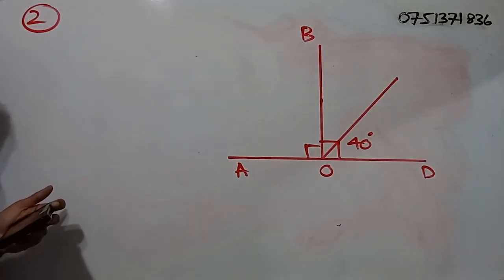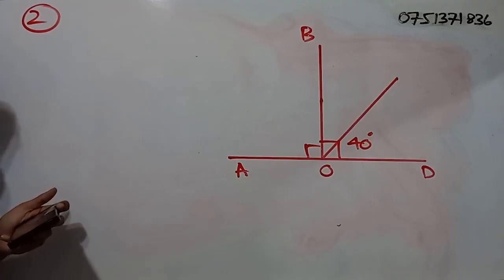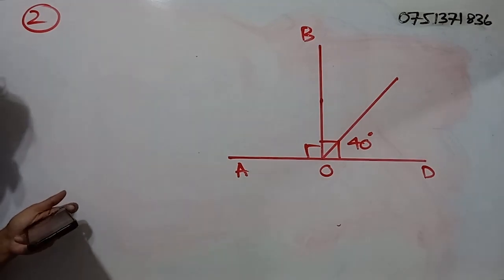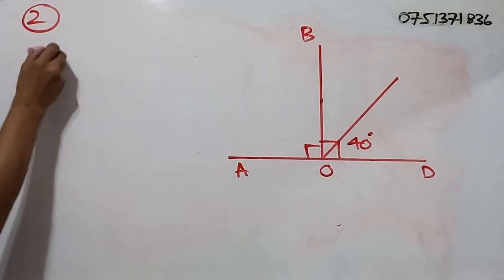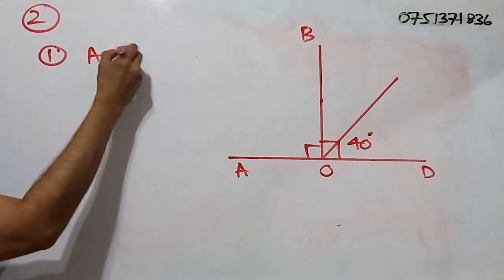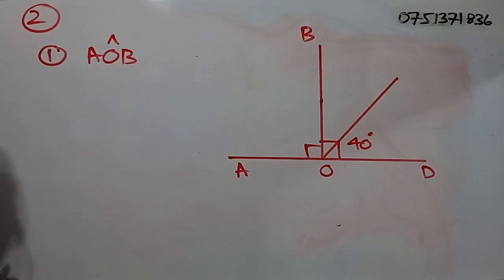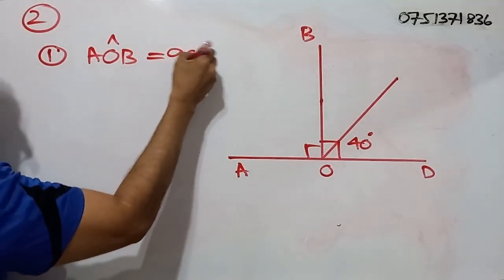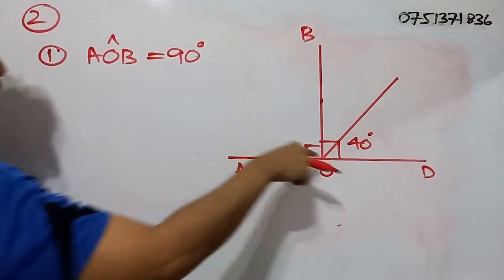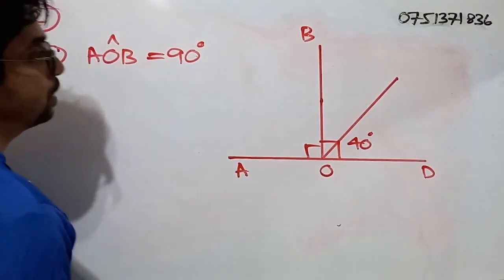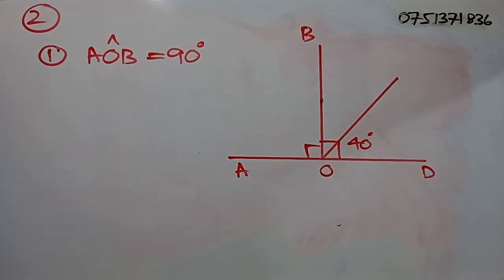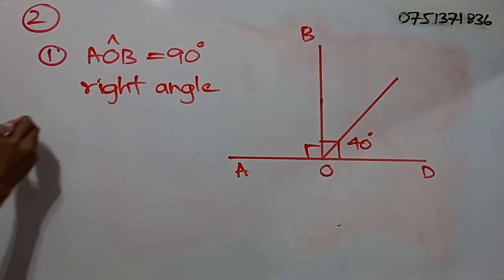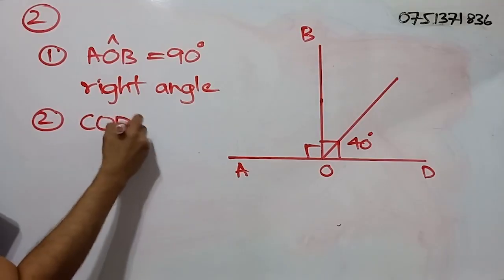What do we have? By considering the given figure, find the magnitude of each of the angles given below and write the type of each angle. Okay. So part 1, what do we have? AOB. So AOB, that is 90 degrees. You can clearly see the markings, right? So this is 90 degrees. AOB, 90 degrees. So what is the type? AOB is right angle.